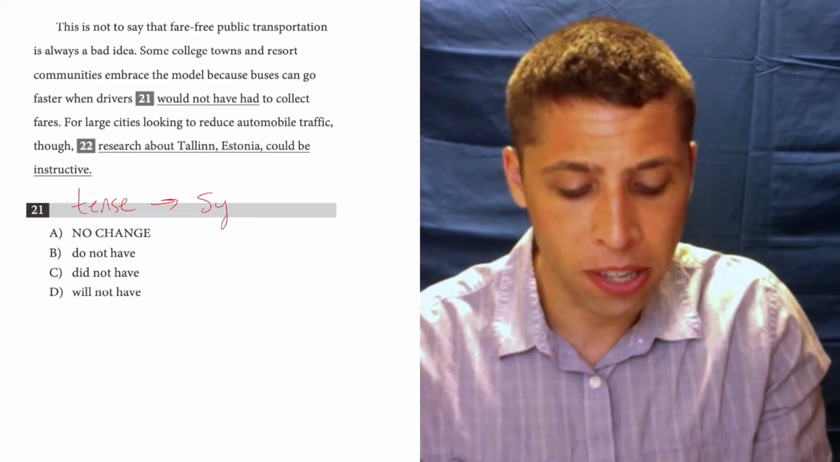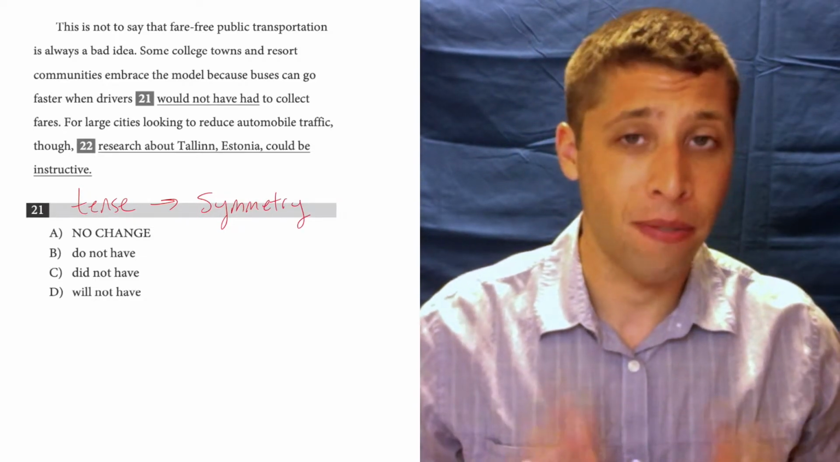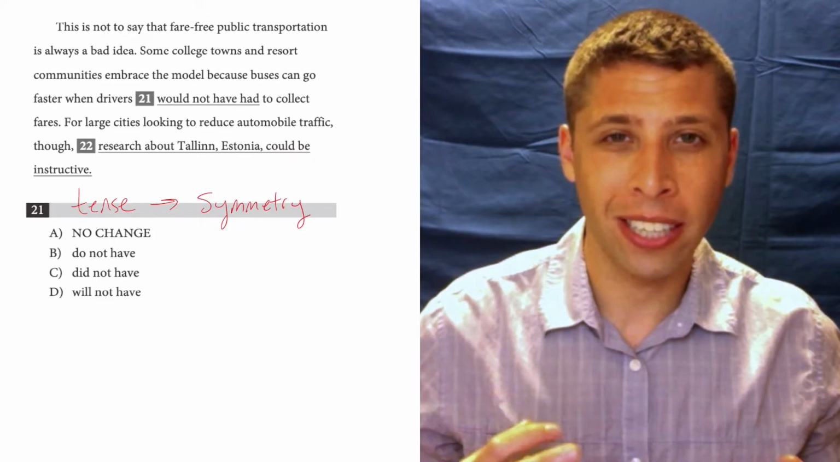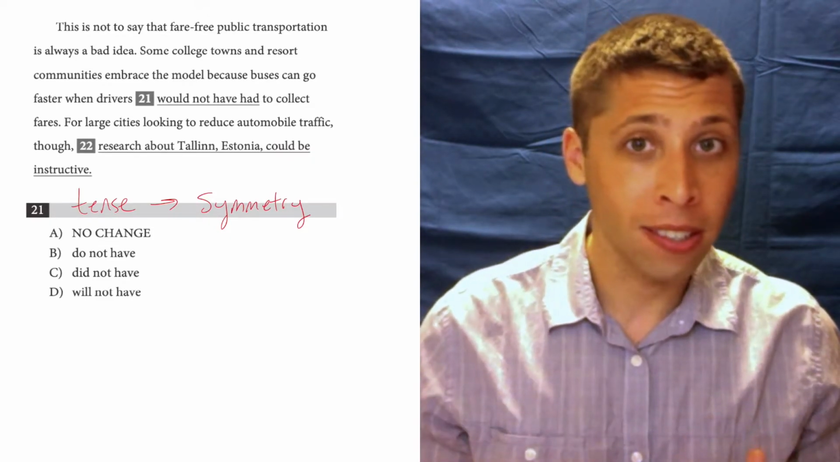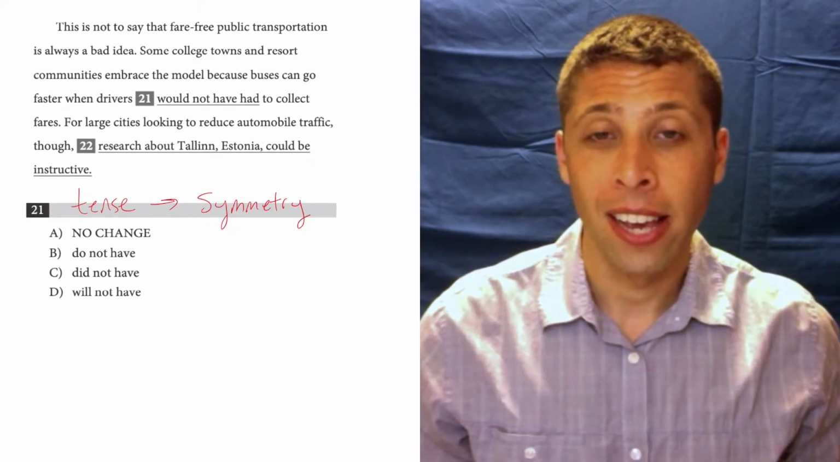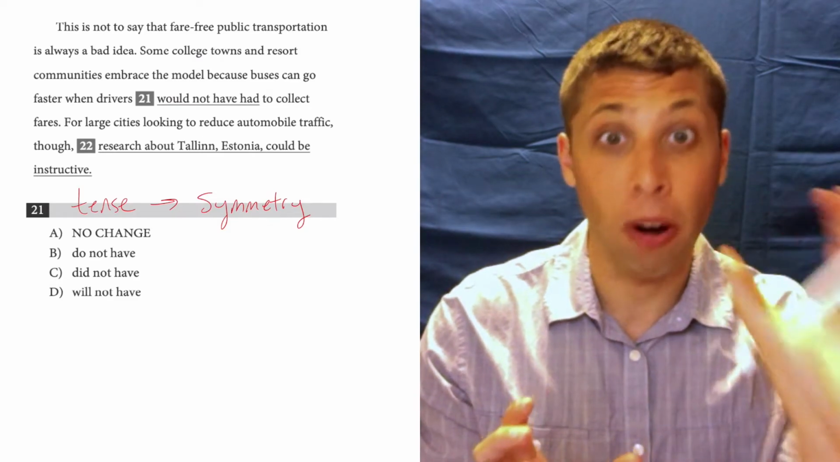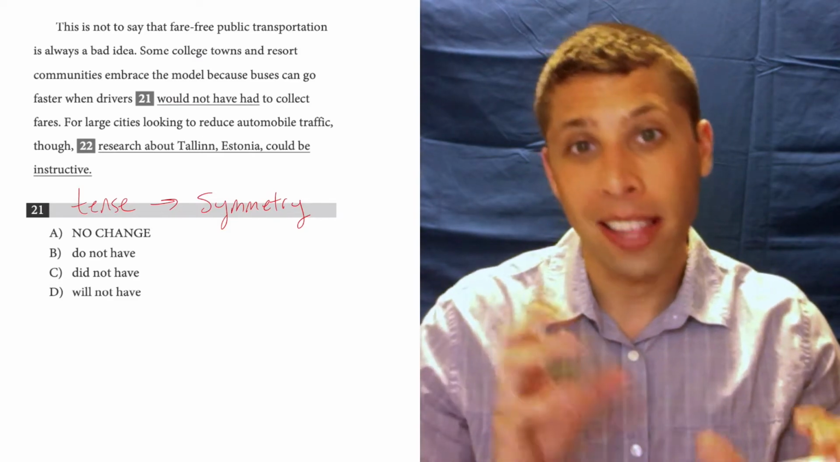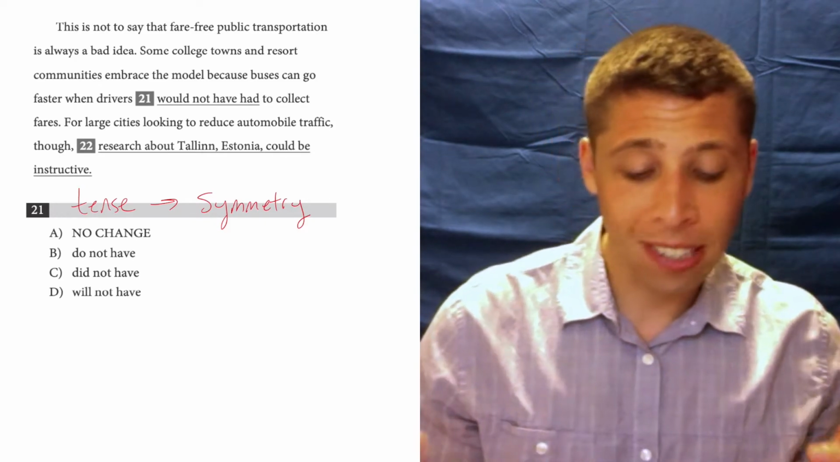But I call tense questions in the SAT something different. I call them symmetry questions because I like to emphasize the fact that we're not just coming up with the tense out of nowhere. The correct tense is going to match with something else, usually in the same sentence. And so when we want to think about symmetry, we're trying to say, okay, where's the other part? Where's the other thing that this underlined portion is supposed to match with? And this sentence makes it pretty clear.